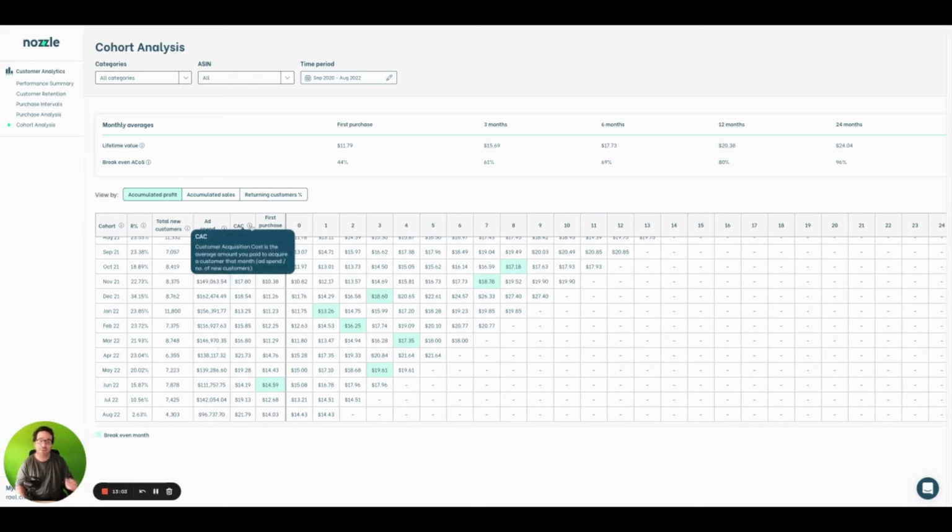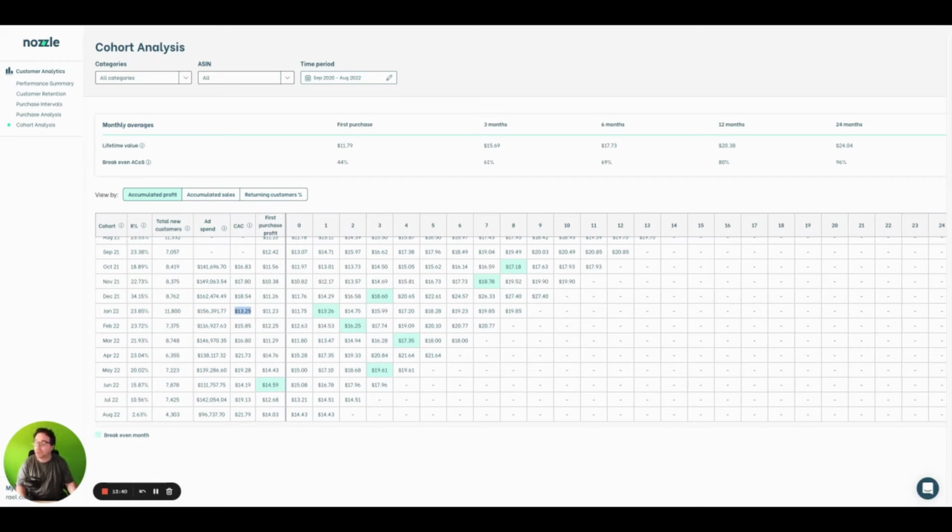Then there's this idea of customer acquisition cost. And the idea here is how much you're paying in advertising to acquire a new customer. And so the math is pretty simple. It's simply the ad spend divided by the number of new to brand customers. And so in this case here, what you can see and how you start using the customer acquisition cost is to say things like, okay, in January, it cost me $13.25 to acquire a new customer. I know that my profit on the first purchase is $11.79.